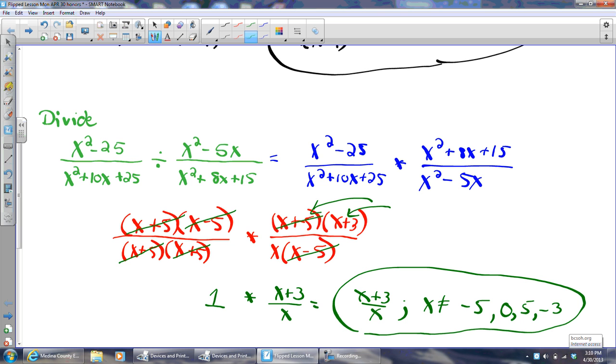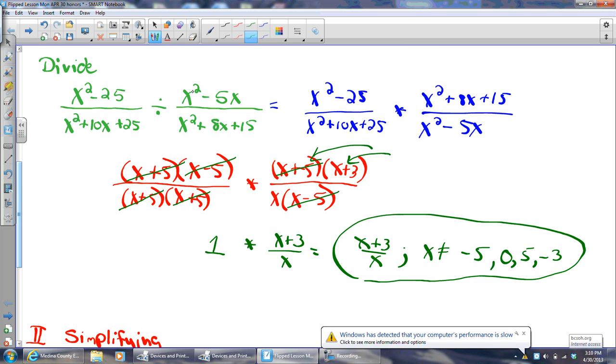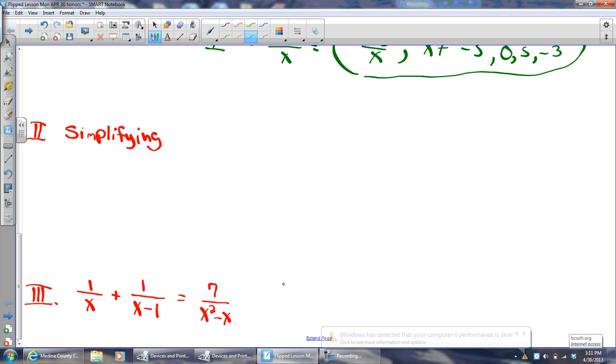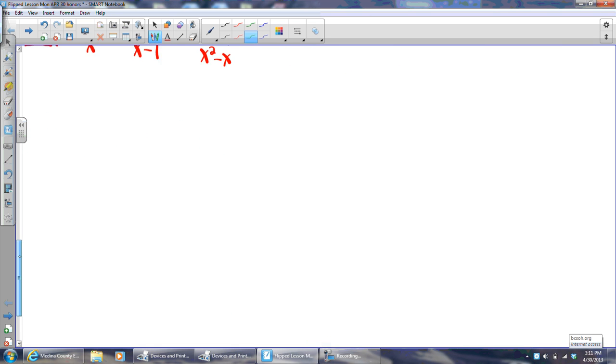Okay, now you also have to know how to simplify problems, but I'm not going to do a simplification one because I just did it within that division problem. All right, so I'm not actually going to do a simplification problem, but I will do a solving problem.